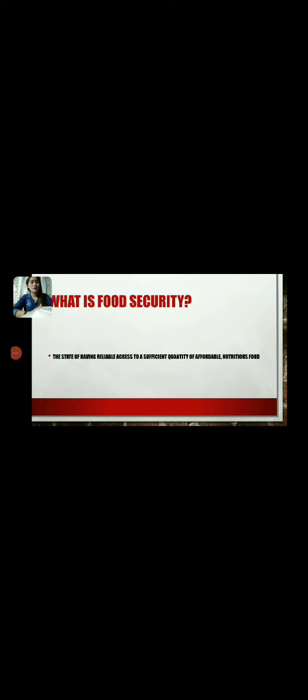So what is food security? So food security, it is the state of having reliable access to a sufficient quantity of affordable, nutritious food. So food security, ito yung access na mapagkukunan natin ng ating pangangailangan na pagkain.